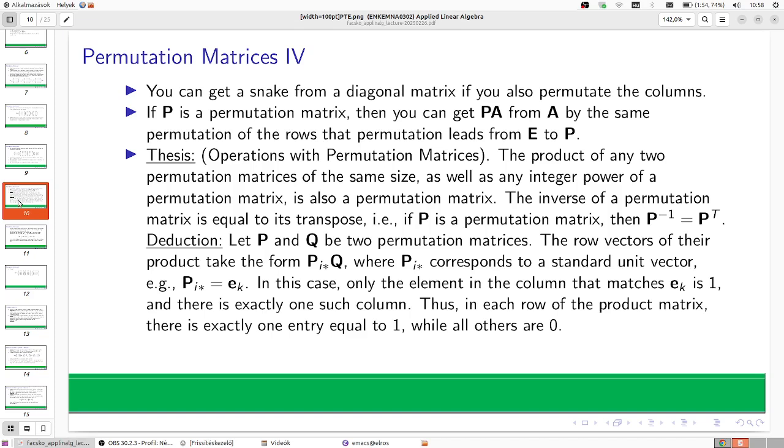If P and Q are two permutation matrices, then the row vectors of their product is P I Q, and PIQ is a standard unit vector. And the only element in the column is 1, and there is only one such column. The other columns are 0.